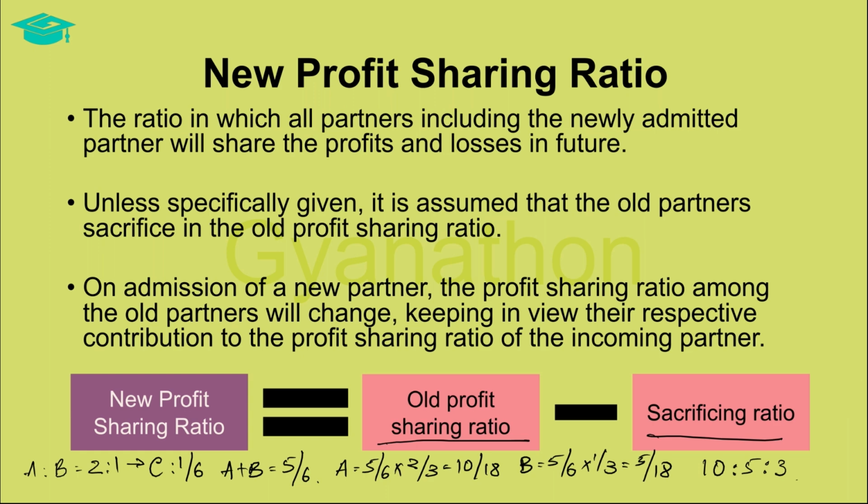Since the existing partners give up a share of their own in favor of the new partner, the profit sharing ratio among the existing partners will also change according to what they have surrendered in favor of the new partner. The future profit sharing ratio will also include the share proportion of the new partner along with the share proportion of the existing partners.